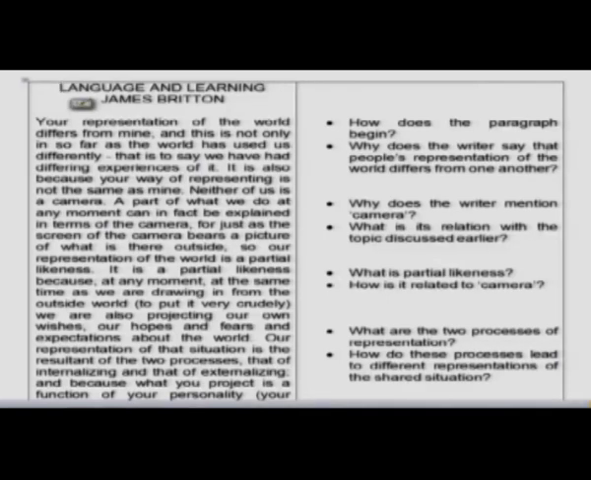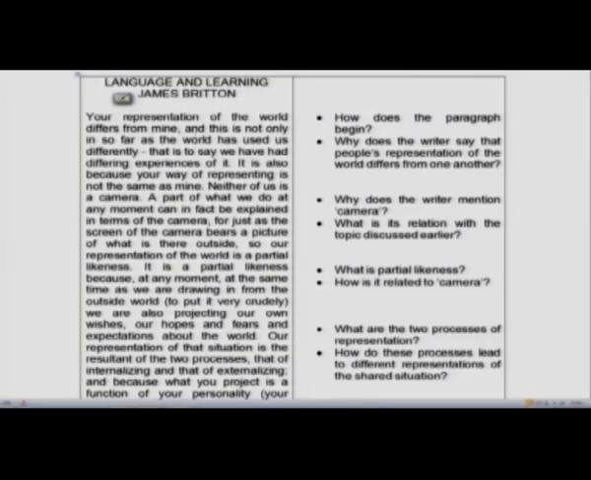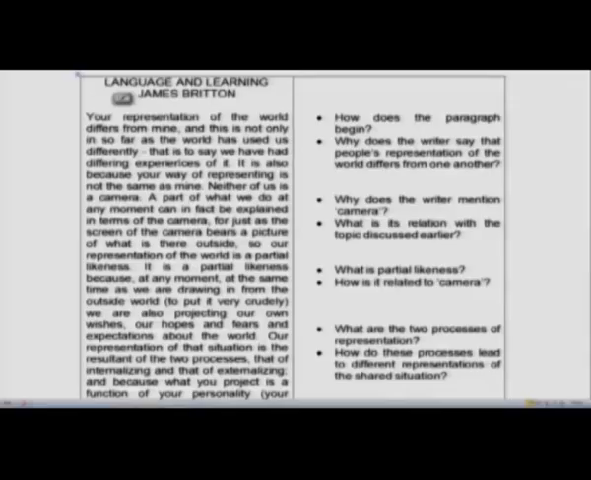Then why does the writer say that people's representation of the world differs? So, what are the reasons for this factor? This is not only insofar as the world has used us differently, that is to say we have had differing experiences of it. So, this is point number 1. We have had different kinds of experiences. Second, it is also because your way of representing is not the same as mine. So, this is point number 2. Our modes of representation, our methods of representation are not the same. Because of these two reasons, the writer makes a claim here that representations of the world are not the same.